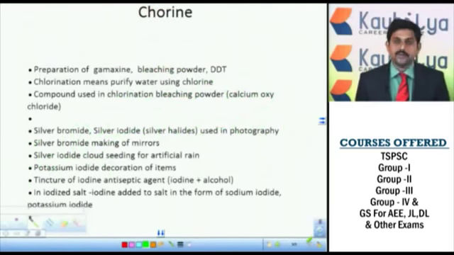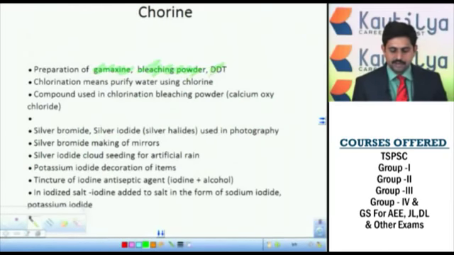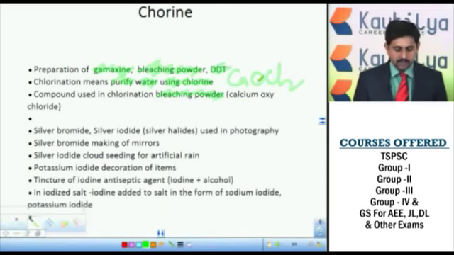Then some of the uses of chlorine. Chlorine is used in the preparation of gammaxane, and also in the preparation of bleaching powder and DDT, which we can consider as insecticides. Chlorination is a process where you can purify water. The formula for bleaching powder is calcium oxychloride, CaOCl2.